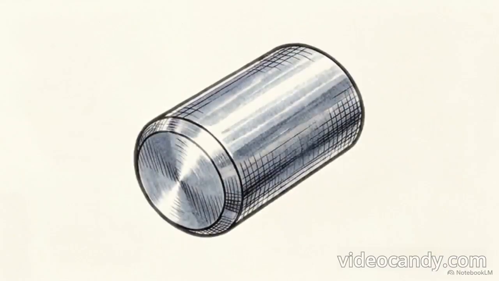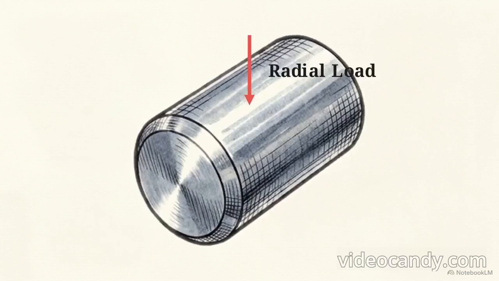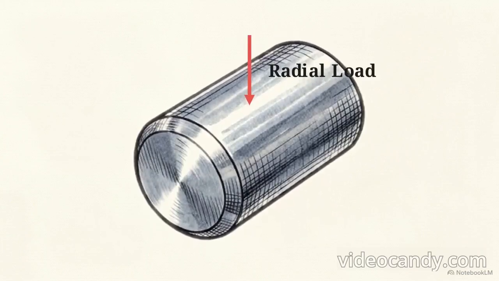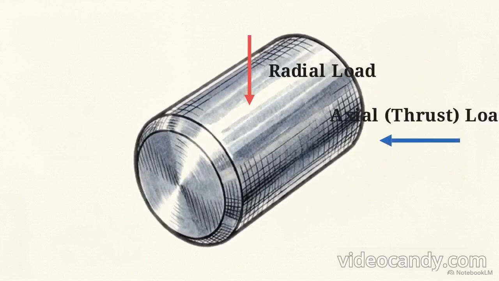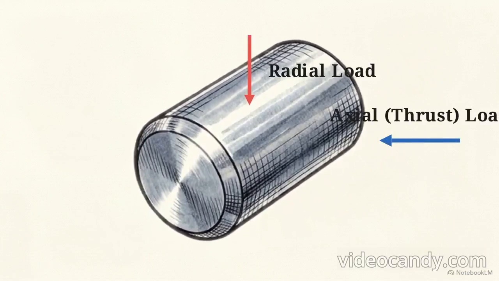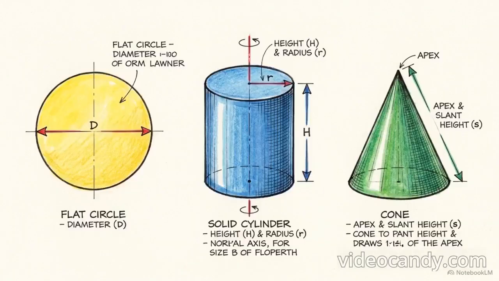The first is radial load, any force acting perpendicular to the shaft, like the weight of a heavy gear pulling downward. The second is axial load, or thrust load, which runs parallel to the shaft, pushing directly against the end of the rotating assembly. Because these force vectors push in completely different directions, specific bearing architectures are required to resolve them.